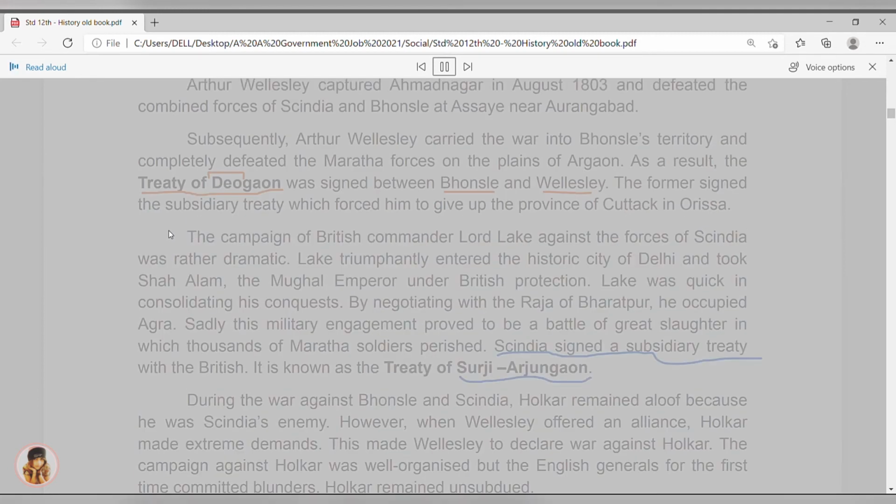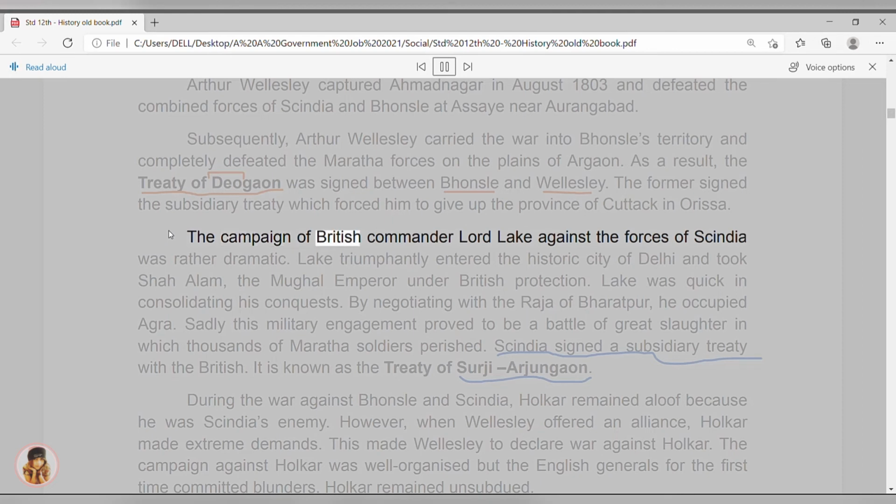Arthur Wellesley captured Ahmednagar in August 1803 and defeated the combined forces of Scindia and Bhosle at Assaye near Aurangabad. Subsequently, Arthur Wellesley carried the war into Bhosle's territory and completely defeated the Maratha forces on the plains of Argaon. As a result, the Treaty of Deogaon was signed between Wellesley and Bhosle. The latter signed the subsidiary treaty, which forced him to give up the province of Cuttack in Orissa.